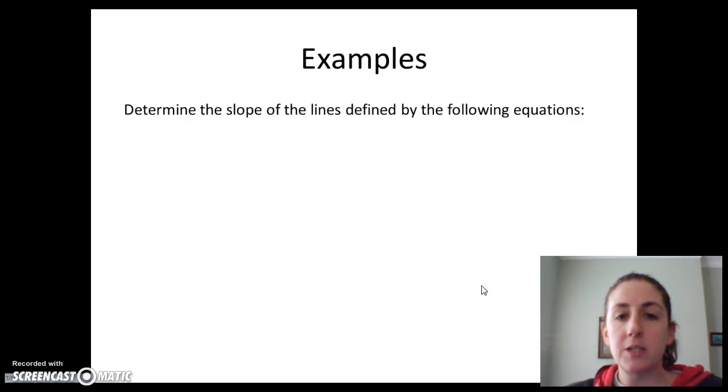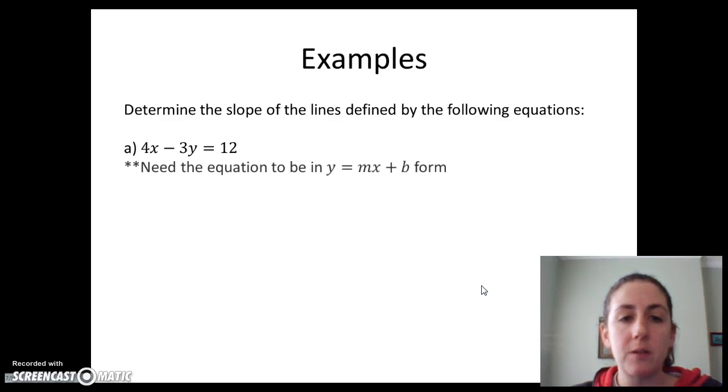So let's determine the slope of these lines that are written in equation form. For example, 4x minus 3y equals 12. Now we said that in the equation of the line y equals mx plus b, the number in front of x was m, that's your slope. Well, these aren't in y equals mx plus b form, so we're going to have to put the equation in y equals mx plus b form to determine the slope.